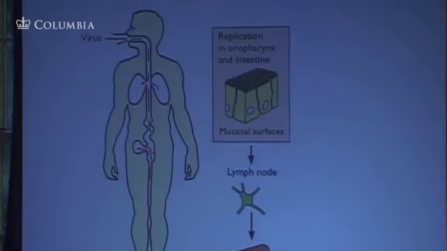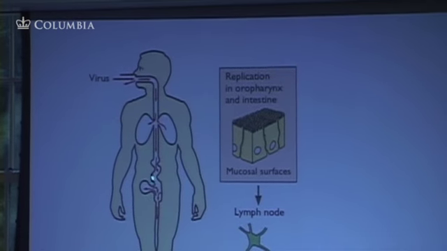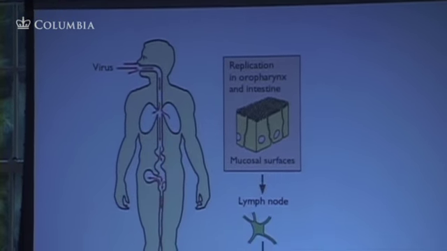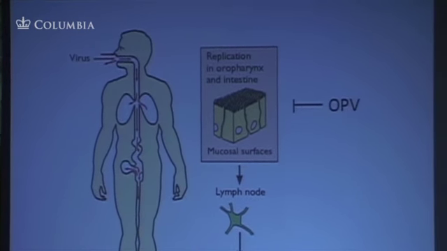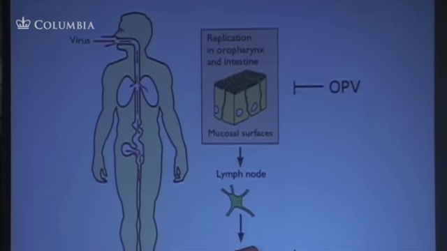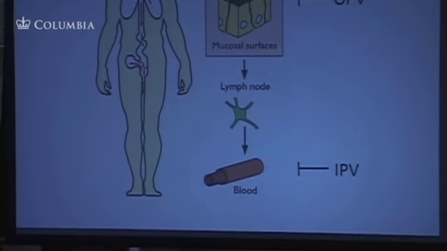So how do these vaccines work? Again, you ingest polio, it goes into your alimentary tract where it replicates. OPV will block the virus from replicating in the epithelium of your alimentary tract. IPV will not. It will only block virus once it enters the blood. So two very different vaccines.